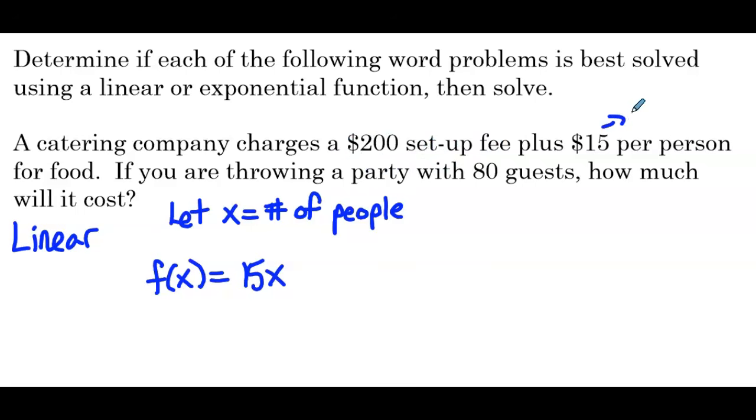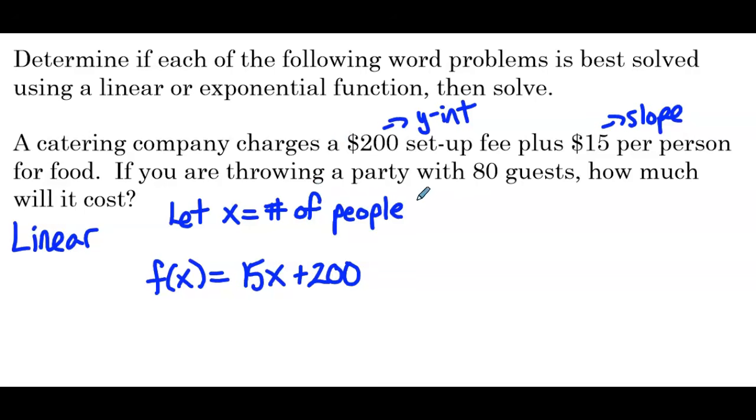Right, so I'll write this out. So this is the slope, and that's the y-intercept. So we can write it in slope-intercept form as opposed to point-slope form. So we have 15x plus 200. So there's the function that we can use to figure out how much the catering company would charge per person.